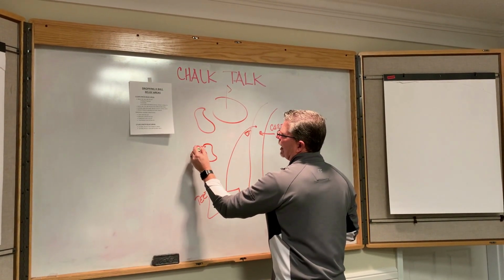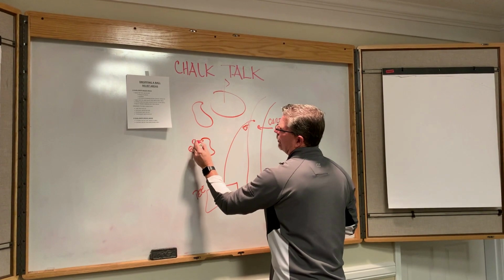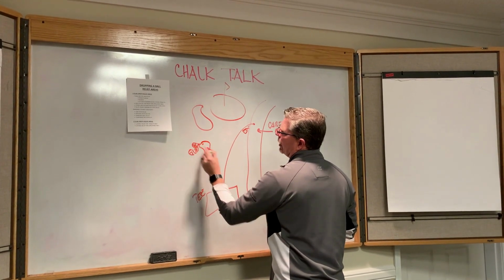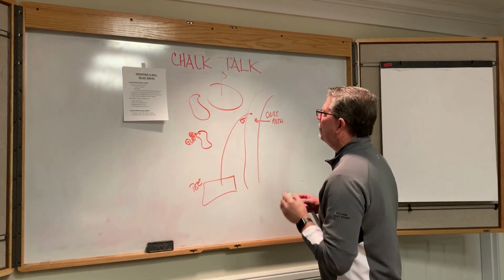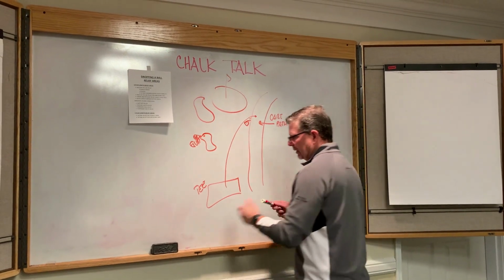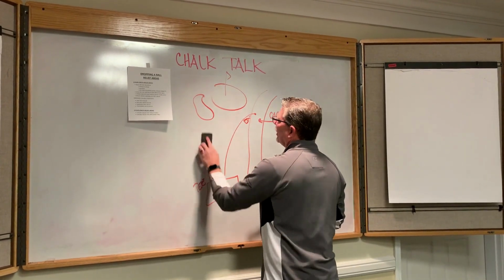In this situation, I'm going to have a little bit bigger area. I've got one club length back and out, so I've got this area right here to drop it in. Embedded ball relief is a little different. So let's just walk through that real quick.